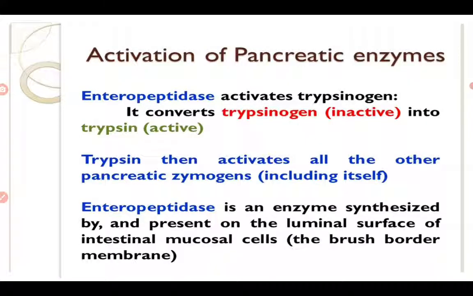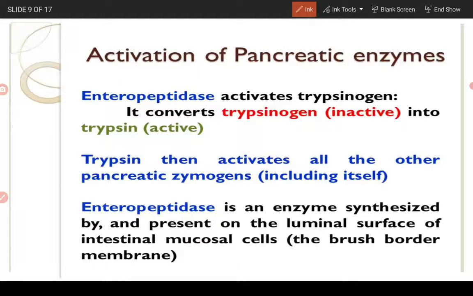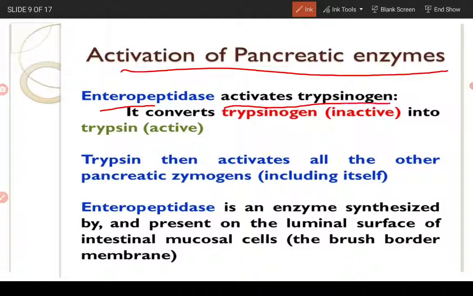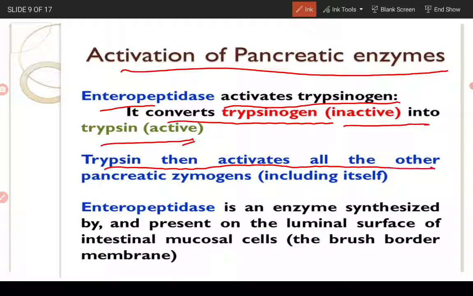Now, activation of pancreatic enzymes. We already studied that for pepsinogen of the stomach to get activated to pepsin, an acidic medium is needed, for which HCl is secreted. But for the activation of pancreatic enzymes, a basic medium is required, right? Enteropeptidase activates trypsinogen. It converts inactive trypsinogen into active trypsin. Trypsin then activates all the other pancreatic zymogens, including itself.